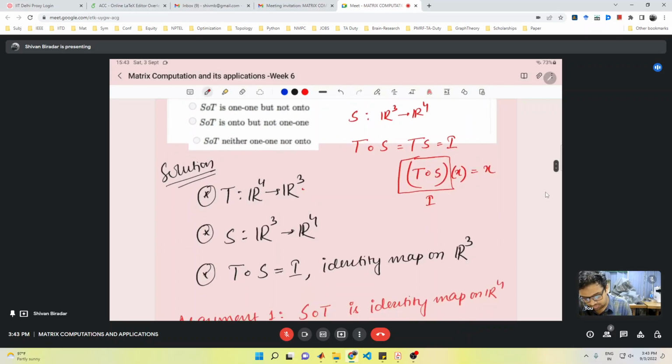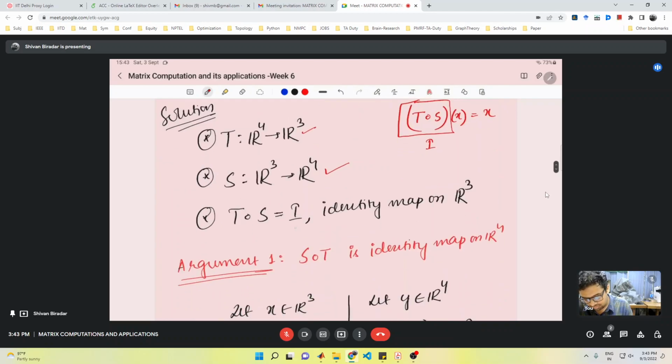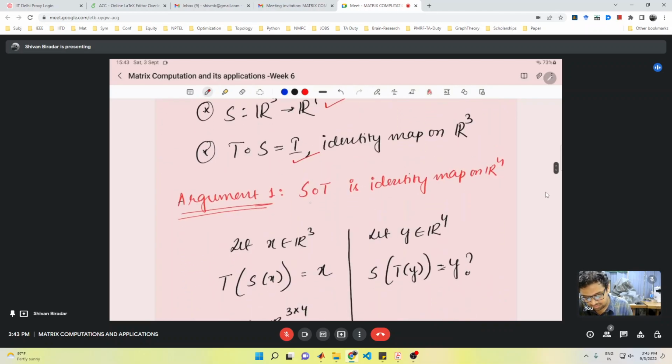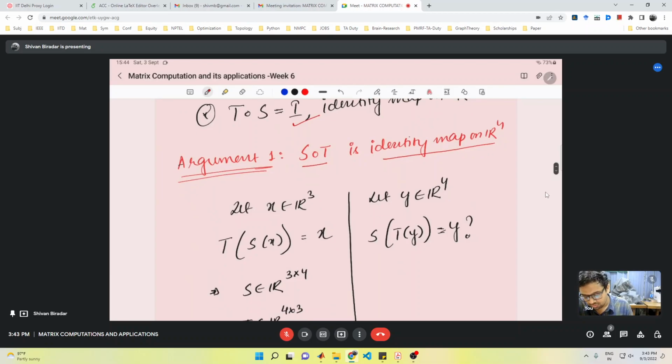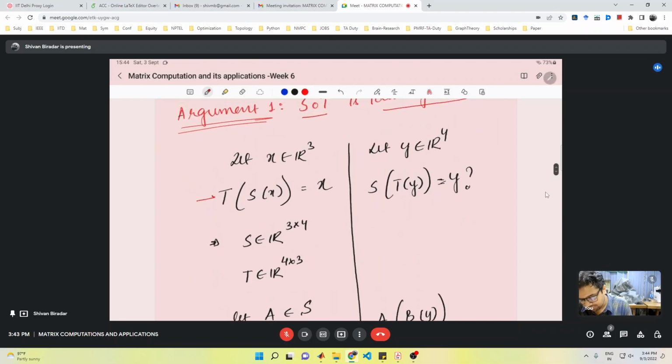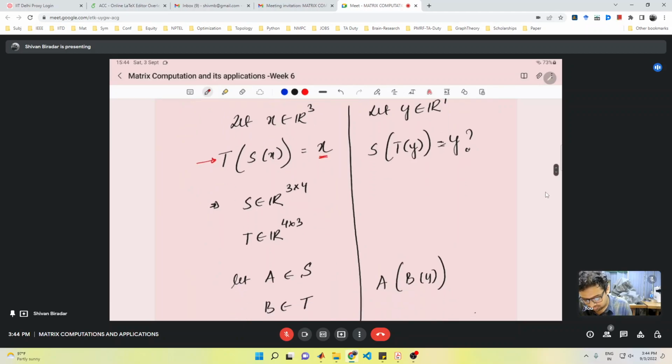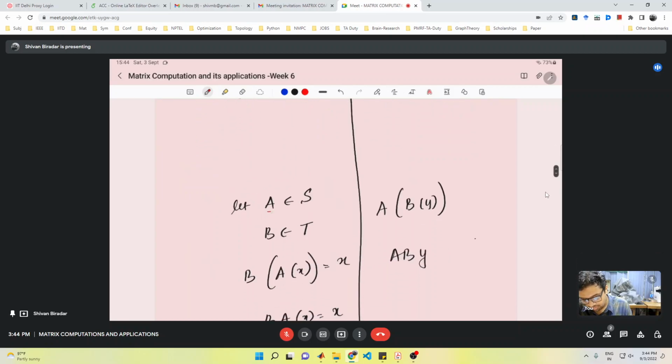This is given to us: T composition S is an identity map. The first argument says that S composition T is an identity map on R4. So we have to check whether this is true or not. This is given to us, T composition S is an identity map on X. So this is not right.